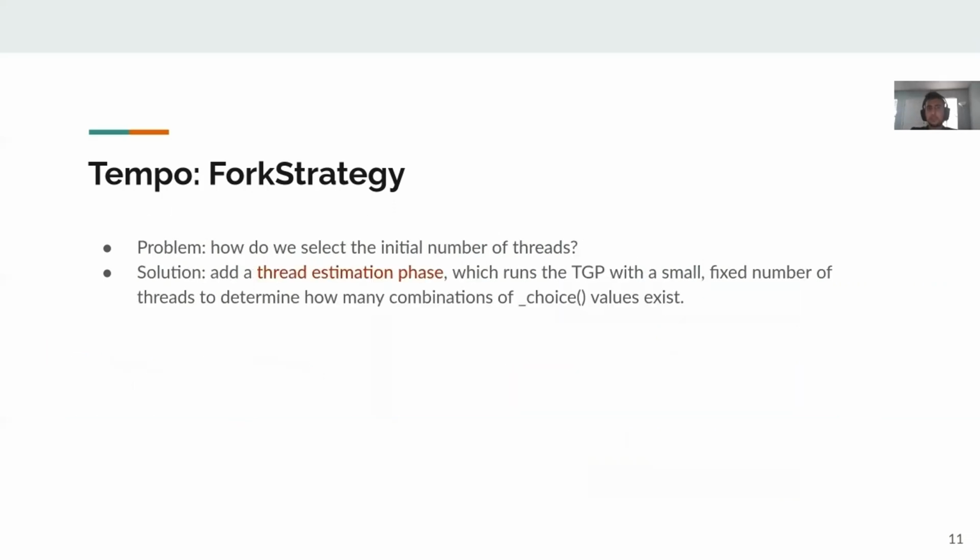Now, one problem is, how do we select this initial number of threads? So 4 threads for the previous example. The solution is to add a thread estimation phase, which will run the TGP with a small, fixed number of threads to determine how many unique combinations of choice values exist.